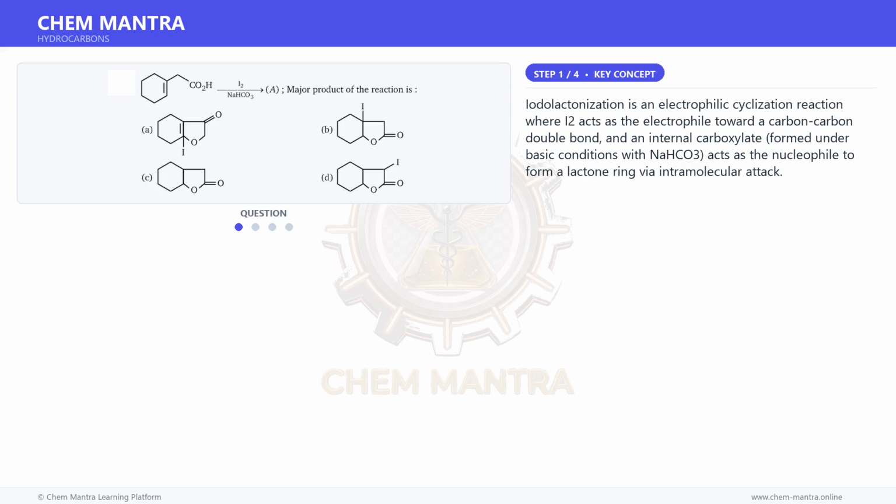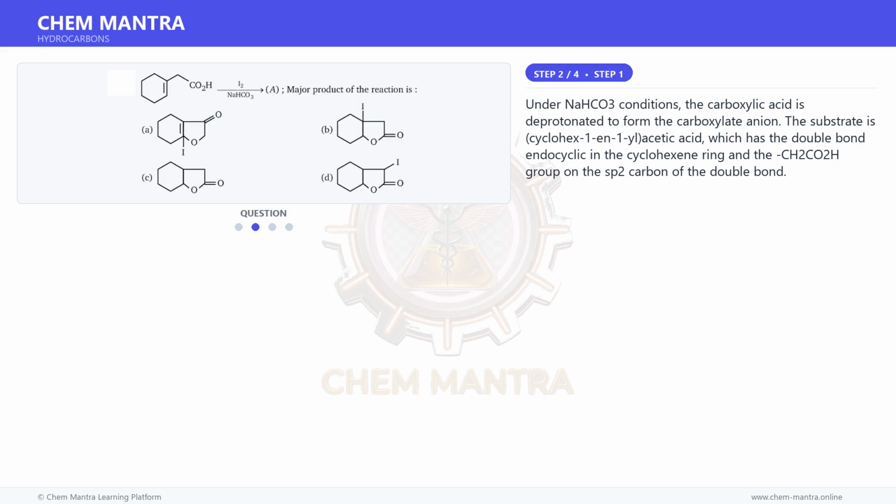Iodolactonization is an electrophilic cyclization reaction where I2 acts as the electrophile toward a carbon-carbon double bond and an internal carboxylate, formed under basic conditions with NaHCO3, acts as the nucleophile to form a lactone ring via intramolecular attack. Moving on to the next step.